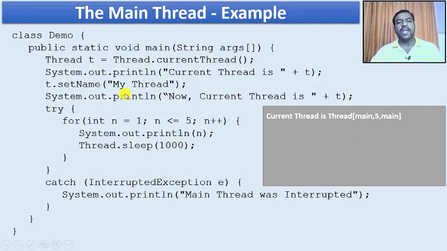Now I am going to use one more method called setName, and you can add this method to the list of Thread class methods I mentioned earlier. I'm going to say "my thread". What exactly am I doing here? I'm setting the name. Right now the name of the thread was main, and I've changed it. This is where I'm taking control of the main thread and using it the way I want. Now I'm going to print the message "Now the current thread is" plus T.